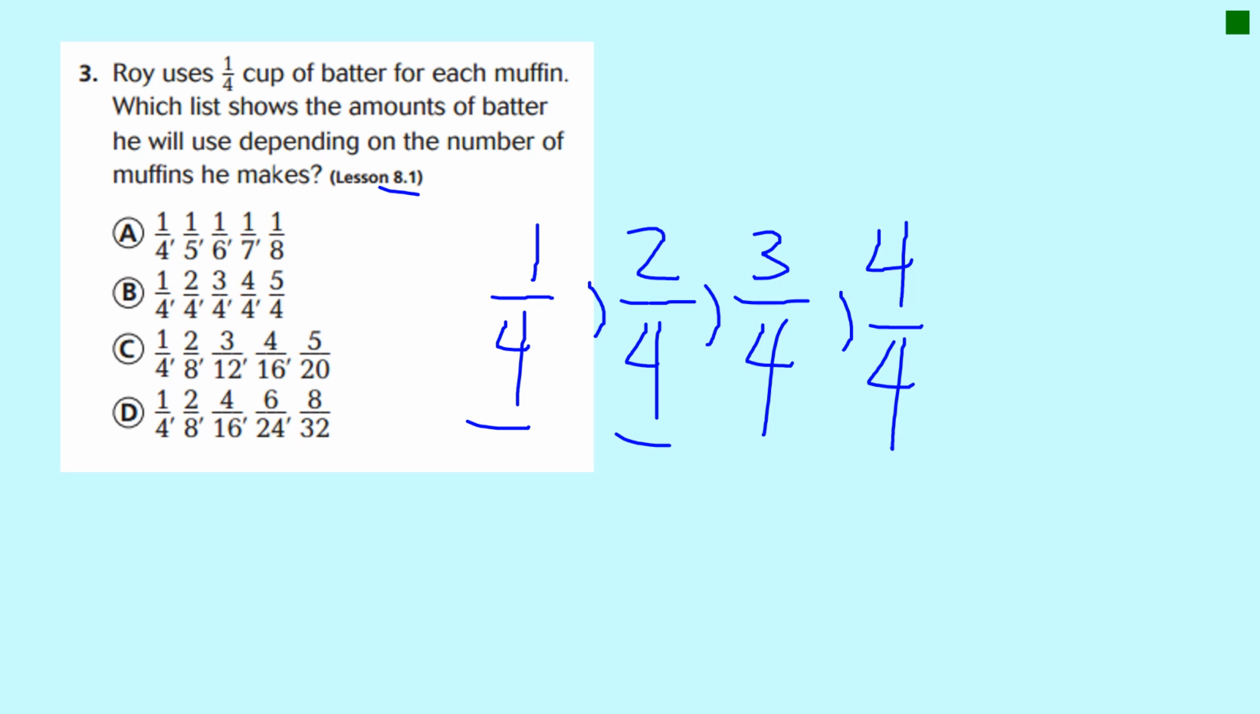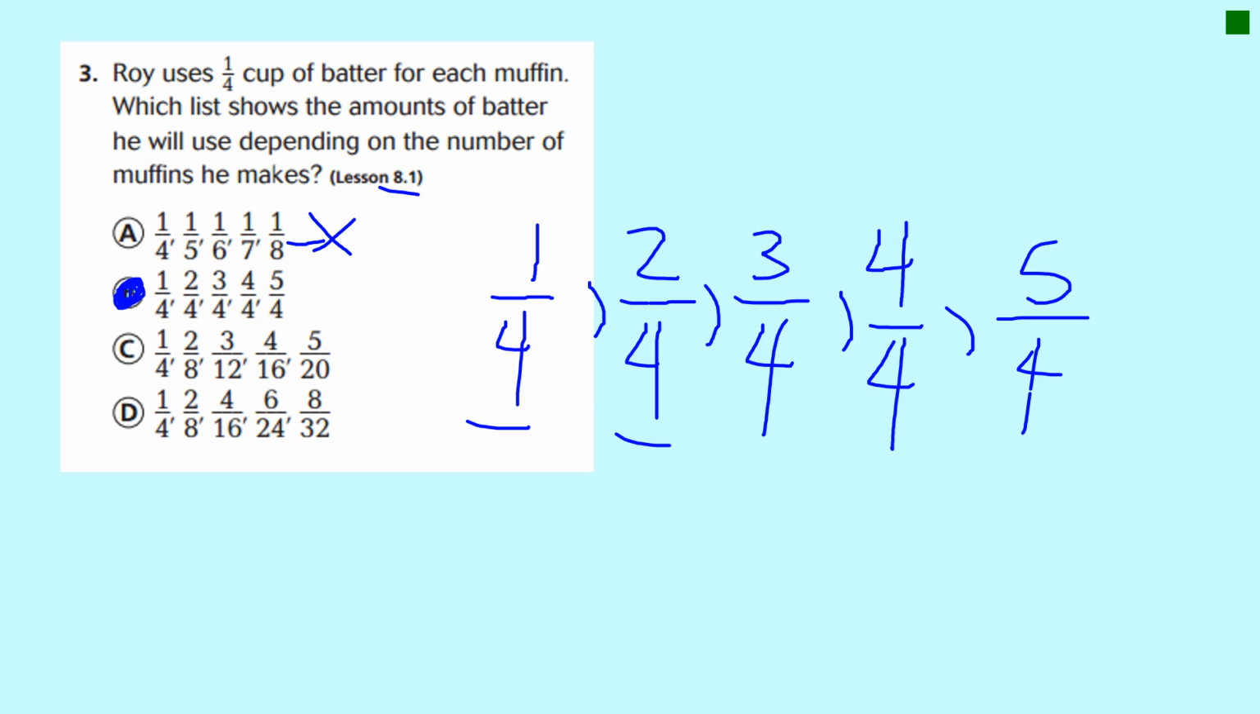So look at your choices, guys. They are really trying to trick you here, aren't they? Not you guys, though. Down here, they're counting up 1 from the denominator. No. The second one, aha, there it is. 1/4, 2/4, 3/4, 4/4, 5/4, right? The answer is B for that one.